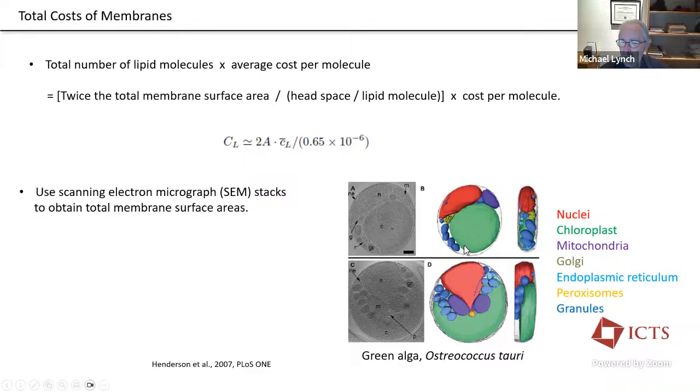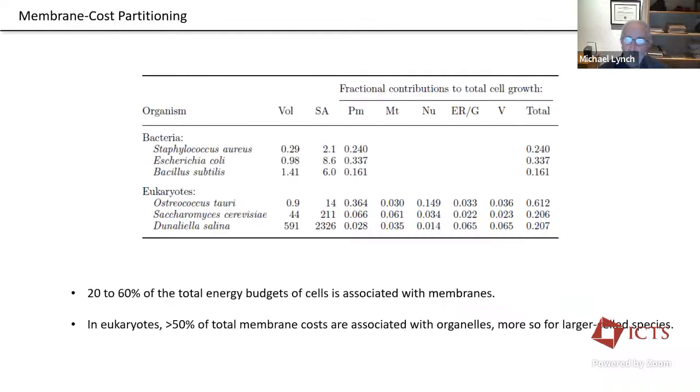There's a single chloroplast surrounded by a membrane there. There's the mitochondria in here. I think there's 1 or 2 mitochondria. And there's the ER and the Golgi and so on. And the point is, if you have these stacked photomicrographs, you can calculate the total amount of lipid area associated with each one of these organelles. And then you can start to figure out how much of the cell's energy budget is allocated to these different organelles in terms of the lipid membranes involved.